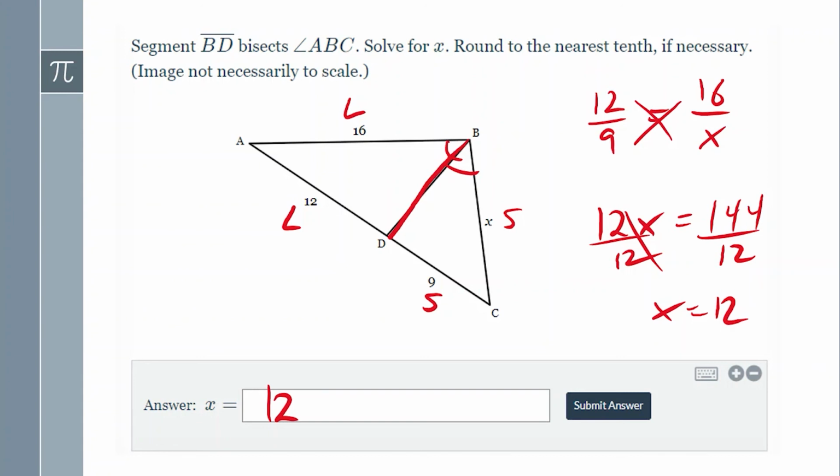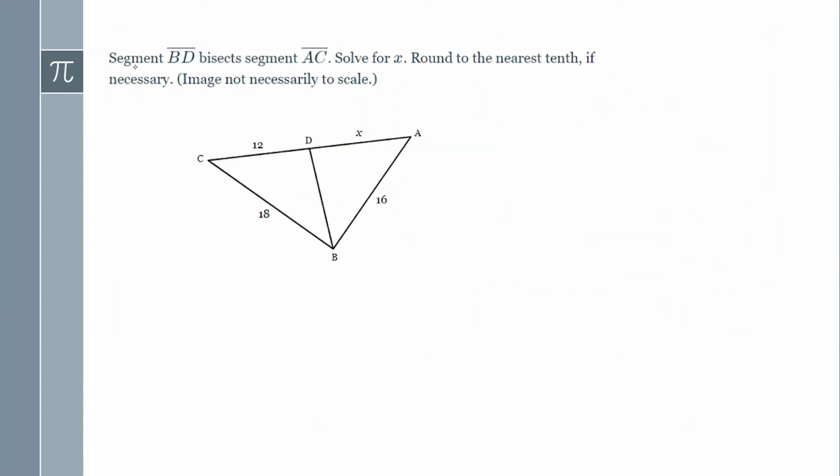Okay, let's look at another one. Segment BD bisects segment AC. Solve for x. All right, so if segment BD bisects segment AC, here's segment AC. BD bisects that side, which makes this a midpoint. Now, if we go from vertex to midpoint, then if this is 12, that's 12. Notice this problem never said anything about an angle bisector. This is not an angle bisector, but it's a median.